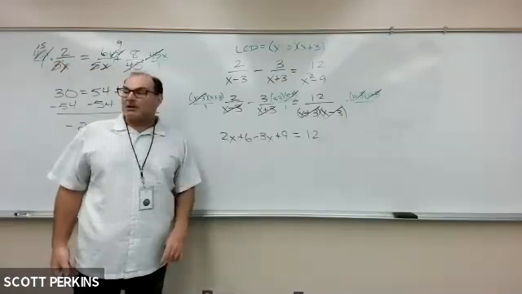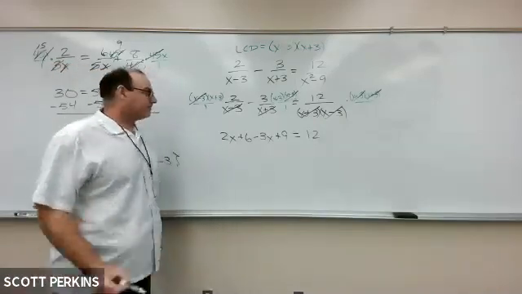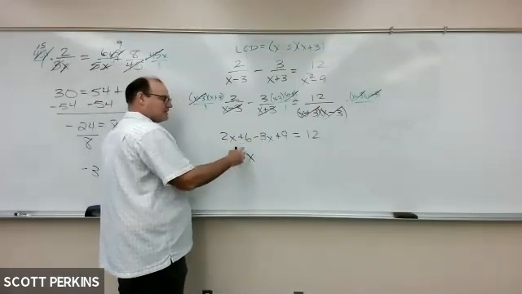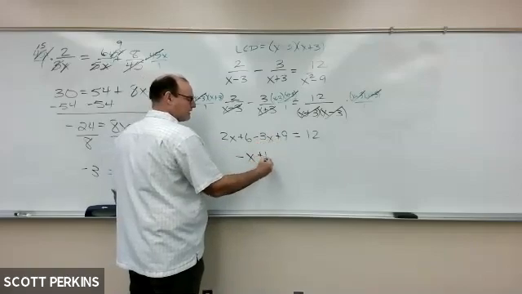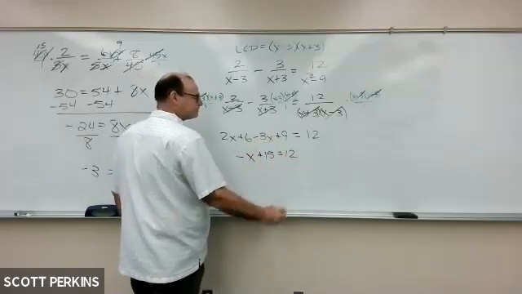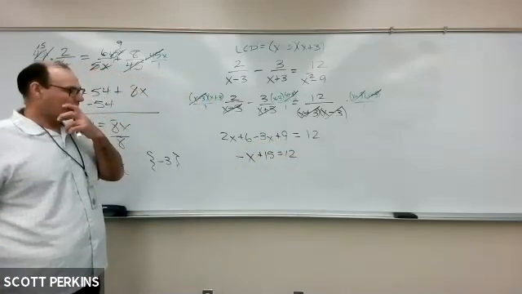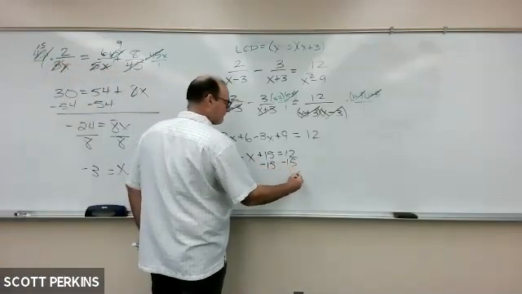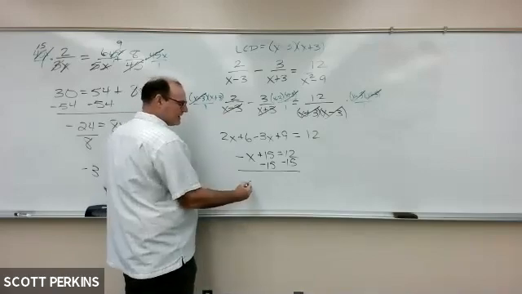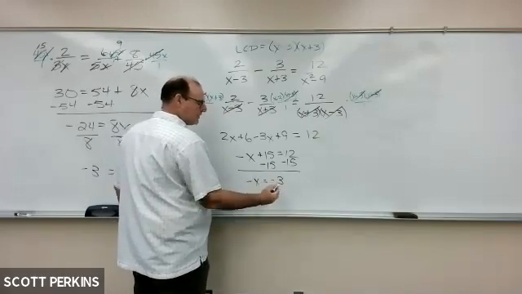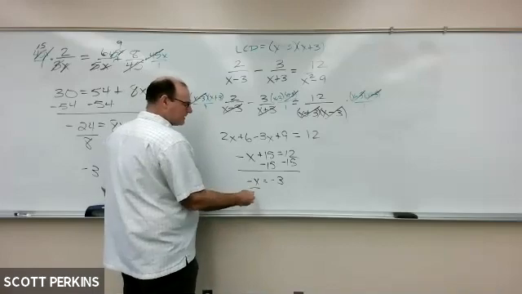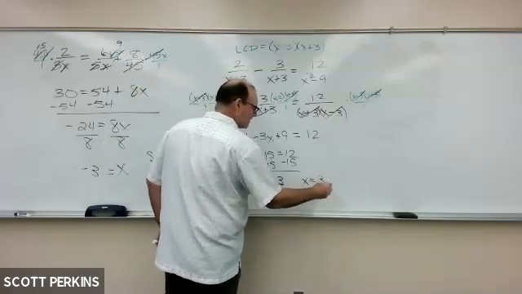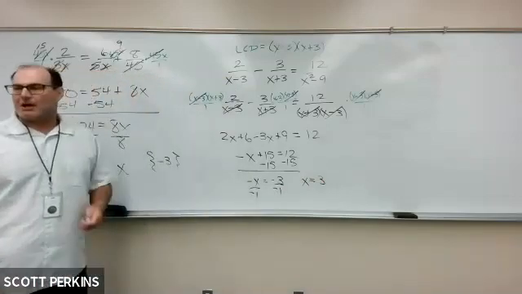So the rest of this, I'm going to collect my like terms and I'm going to solve. I've got 2x minus 3x. That's negative x. 6 plus 9, that's 15. I'm going to subtract the 15 from both sides. And I've got negative x is equal to negative 3. And then last but not least, I divide by negative 1. And I get that the x value is 3. I'm going to pause here, let you catch up.